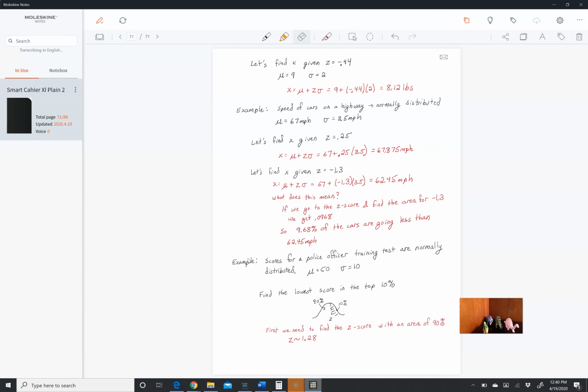And now we do exactly what we did before. So x is equal to mu plus z times sigma. So it's 50 plus 1.28 times 10. And this is 62.8. Okay, so that's the score. That's the lowest score. 62.8 and above is in the top 10%.